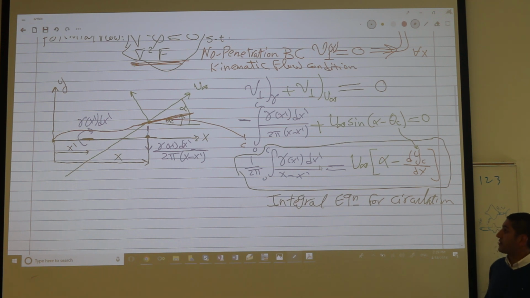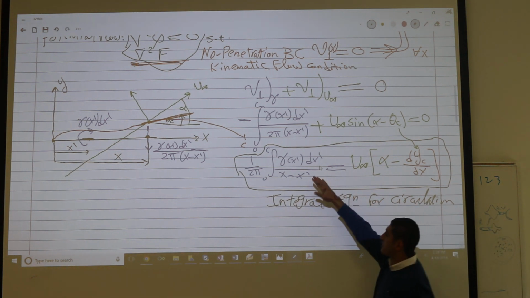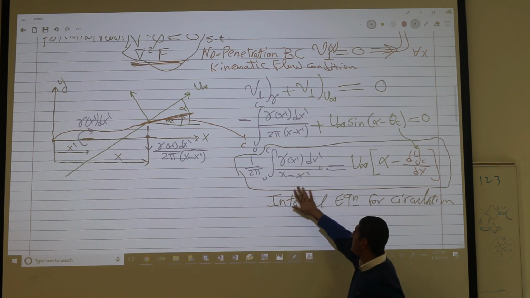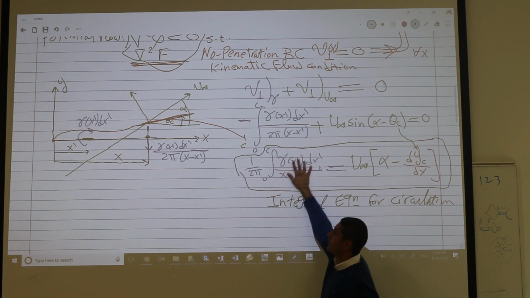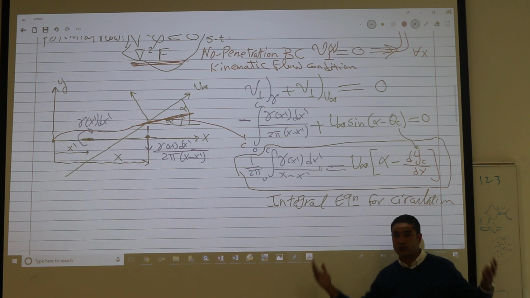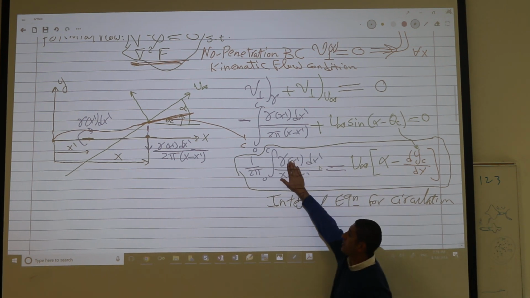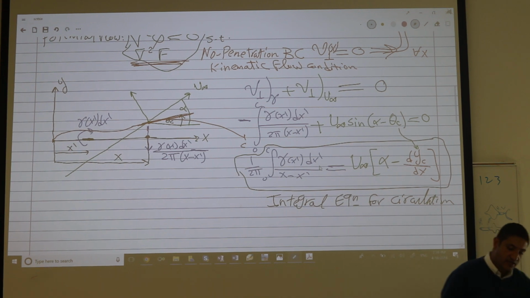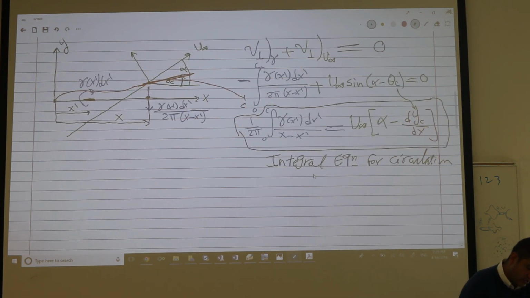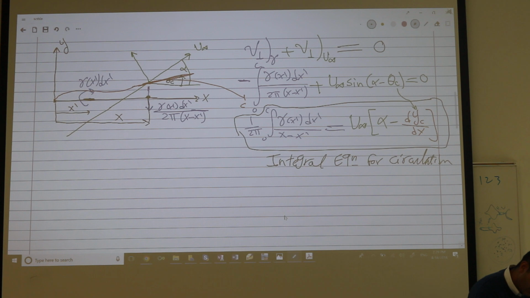So if you're clever enough and you solve this equation, and I'll tell you how in a minute, you will get the circulation distribution, a function of x, maybe x squared, 1 over square root x, whatever. It's a function of x. Okay? If you have this guy, let's see what do we have. If you got the gamma of x.